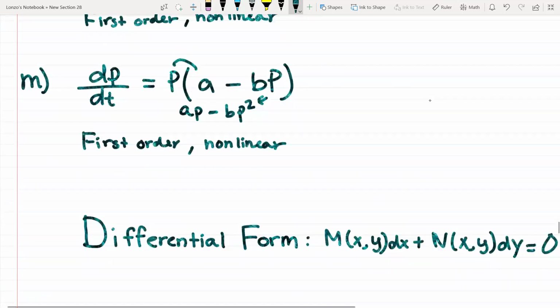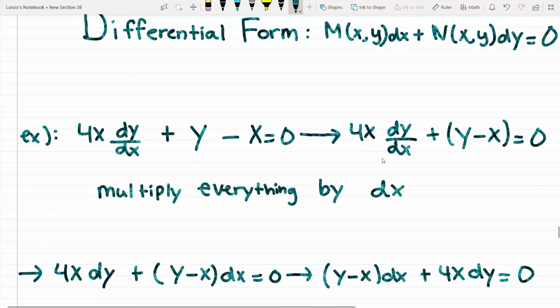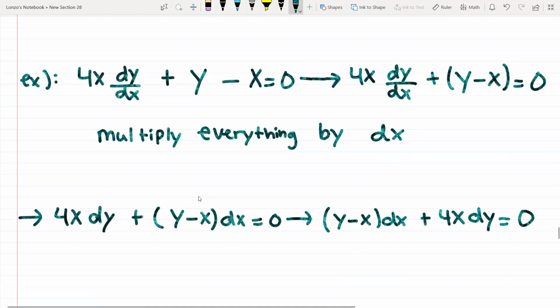Okay, now let's talk about solutions. So differential form, you're used to seeing this: m of x, y dx plus n of x, y dy equals 0. So this is almost like implicit form. For example, we have 4x dy dx plus y minus x equals 0. I would multiply everything by dx. So this is what you get.